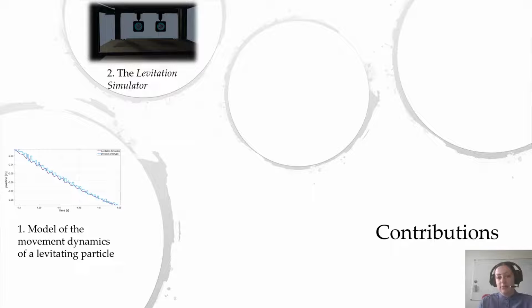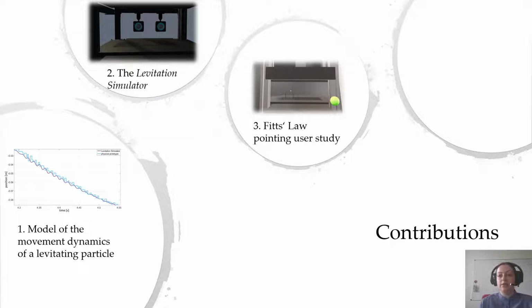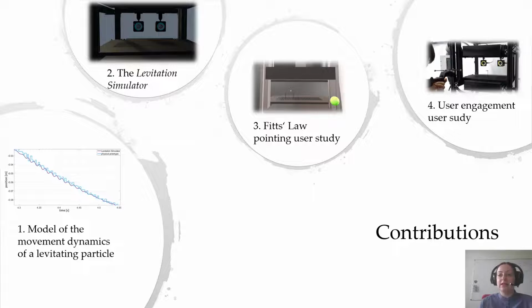In the next step, we validate the results obtained in the Levitation Simulator by comparing them to the real prototype in 2 user studies. In the first study, we conduct a Fitts' law type pointing study to obtain a quantitative measure of the pointing performance that can be achieved with both systems. And second, we investigate the differences and similarities in the engagement with levitation applications in the simulator and in the physical world.